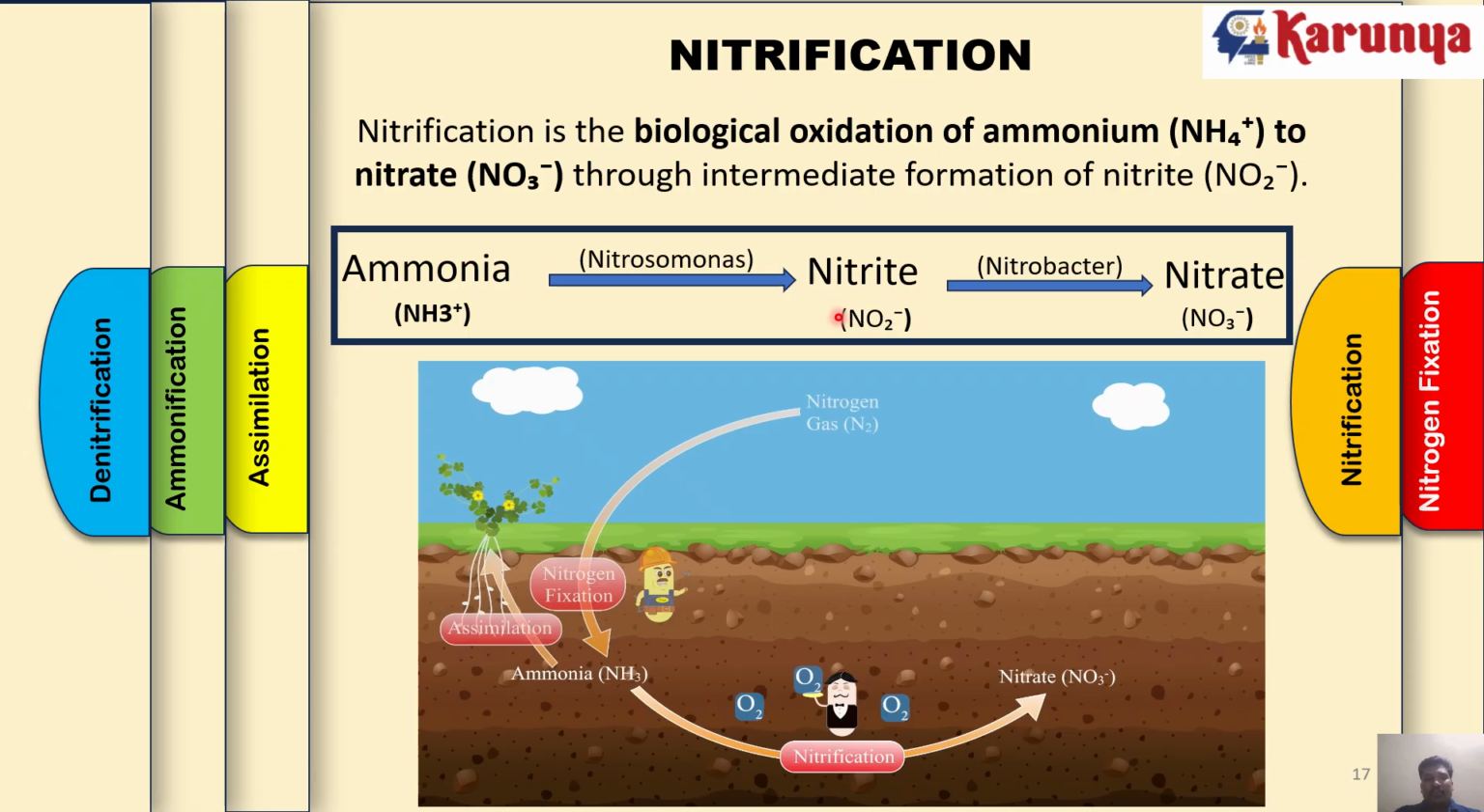There are two types of microorganisms involved in this process. For the conversion of ammonium to the intermediate product, nitrite, Nitrosomonas is involved. Then for nitrite to nitrate, Nitrobacter is involved.